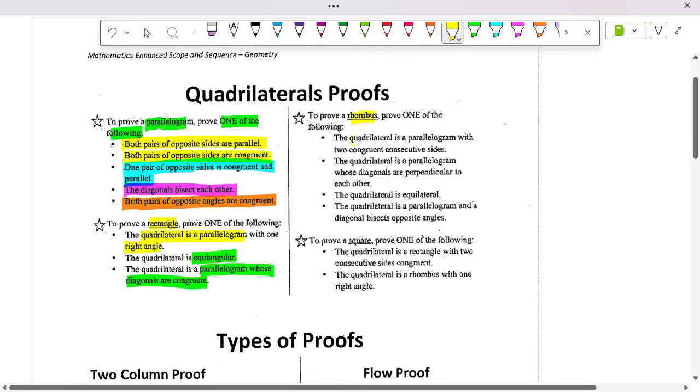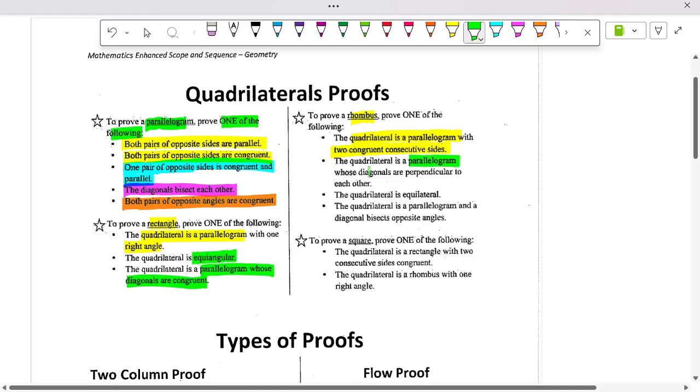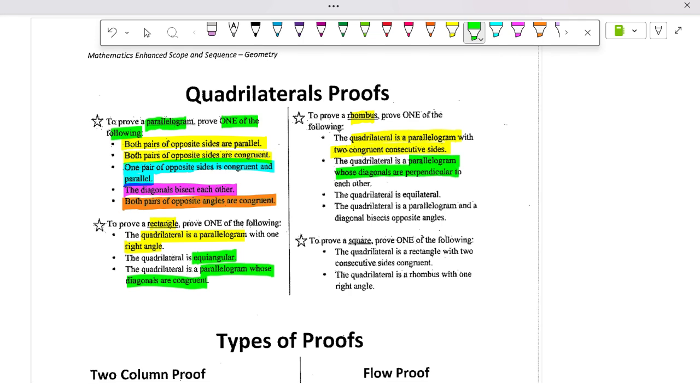Rhombus has to be a parallelogram with 2 congruent consecutive sides or adjacent sides. So if it's a parallelogram with two adjacent sides that are congruent, it's a rhombus. If it's a parallelogram whose diagonals are perpendicular, rhombus. If it's just a quadrilateral that is equilateral, meaning all four sides are equal, rhombus. You don't even have to show it's a parallelogram. If it's a parallelogram and a diagonal bisects opposite angles, so it cuts those angles in half, rhombus.